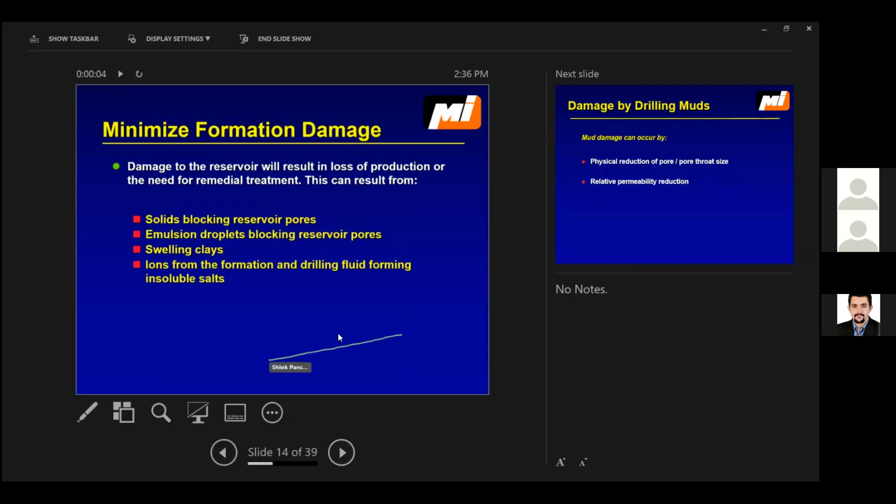Minimize the formation damage, as we said before. The solids blocking the reservoir pores, the emulsion droplets blocking the reservoir pores, anything restricting the porosity of the formation or restricting the productivity of the formation is called formation damaging subjects. Also, the swelling clays in the reservoir and ions from the formation and drilling fluid forming insoluble salts.